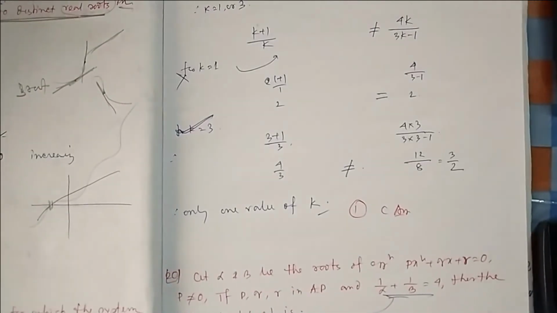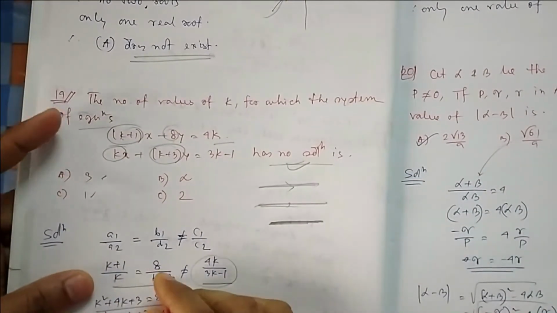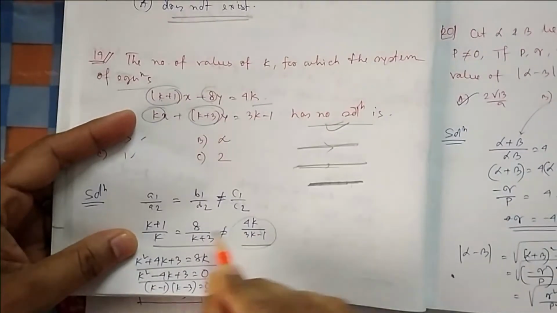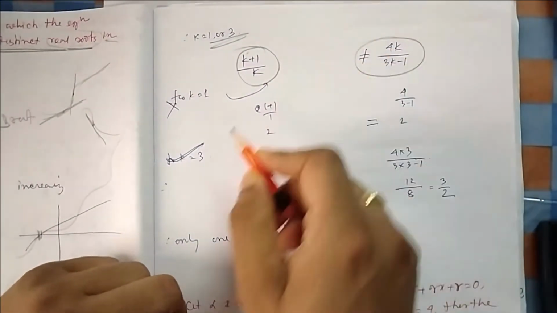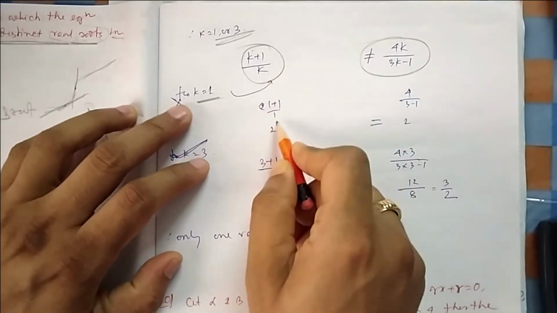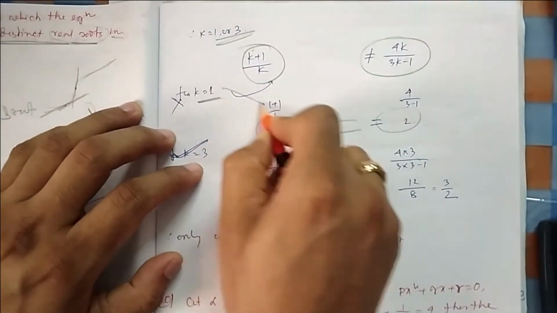So now if I try with k being either of these, this should not be equal to either this or this, both are equal. This should not be equal to this. K plus 1 by k should not be equal to this. So that's what I have written here. So if I put k equal to 1 here, this side becomes 2 and this side also becomes 2. So this becomes equal, so that's why it cannot be.